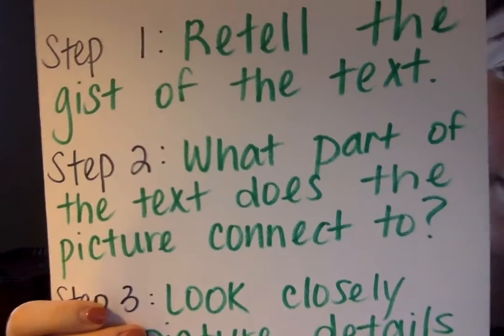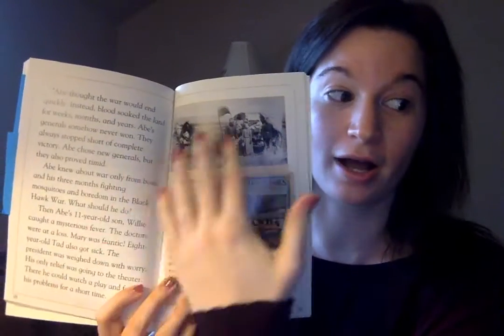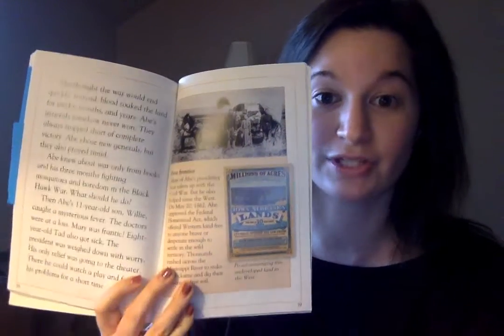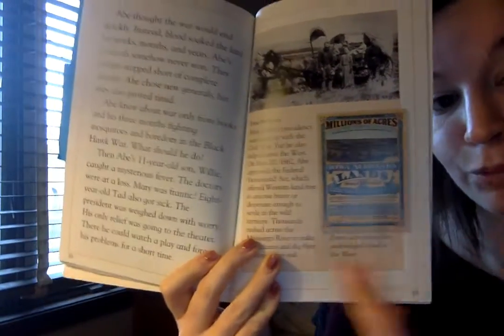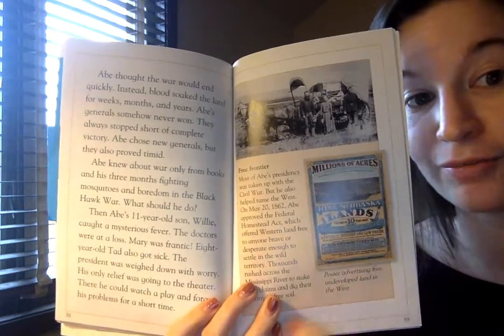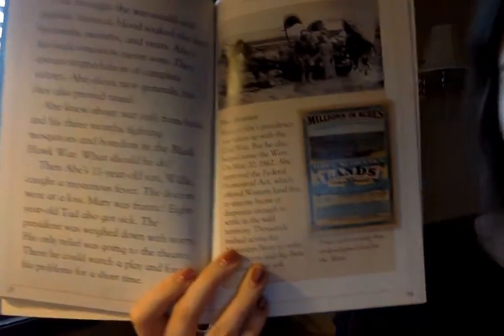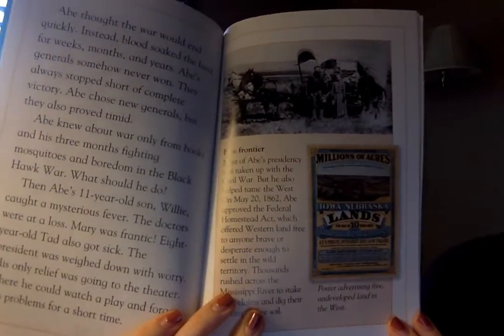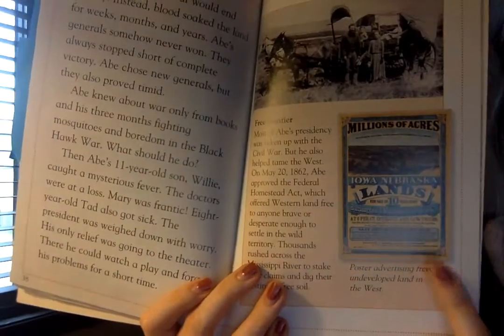Step 2, what part of the text does the picture connect to? Although a lot of our text talks about how Abraham Lincoln had to deal with a lot of civil rights issues and helping end slavery in our country, this is one bright spot of his presidency, or one thing that went well, because a lot of his presidency was taken up by the Civil War. So this caption, this picture, is telling us all about that thing that went well, which was the Federal Homestead Act. It explains exactly what it is and what the advertising looked like for it.